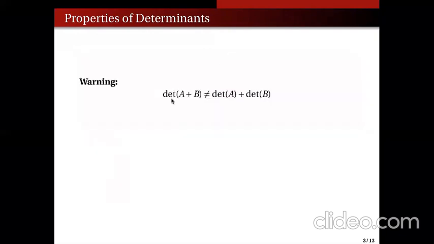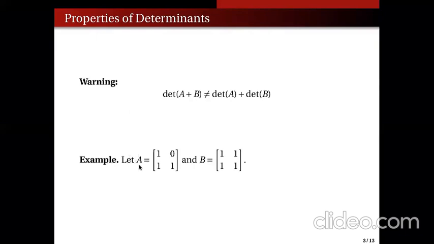Now, we don't have this property. So we have the warning that the determinant of A plus B is not always equal to the determinant of A plus the determinant of B. So this means we cannot just distribute the determinant over a sum of matrices.